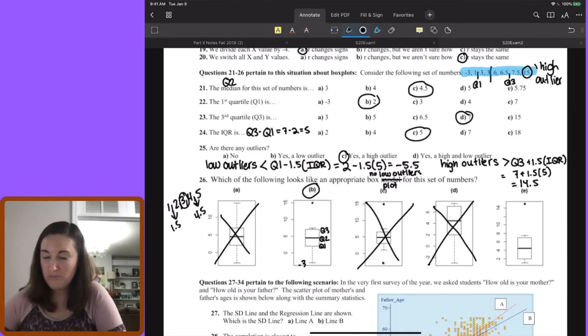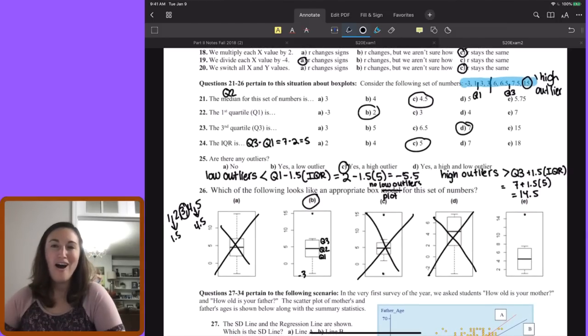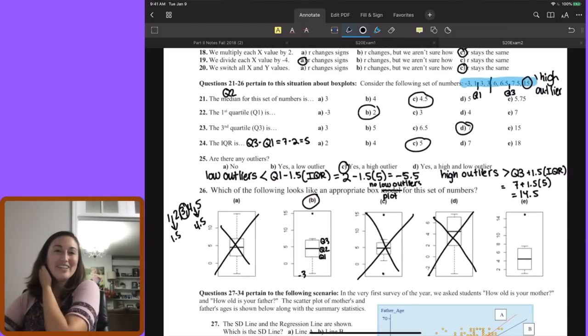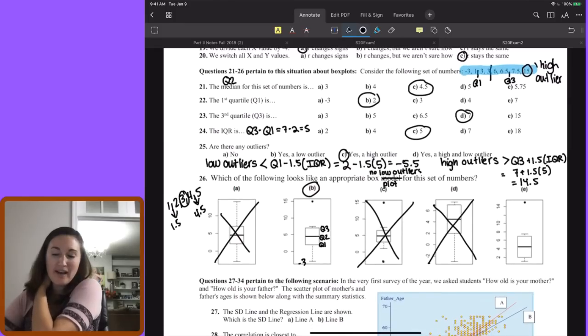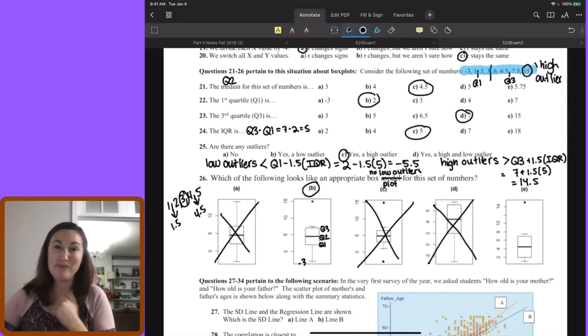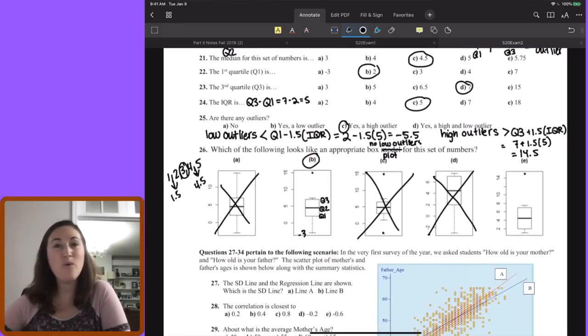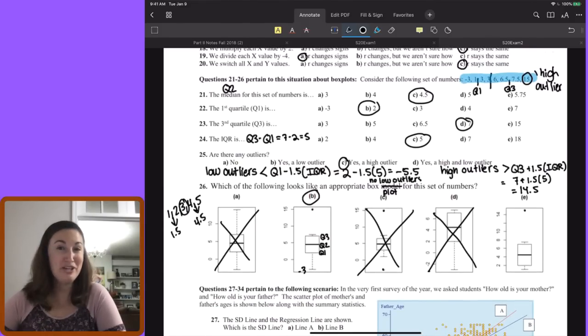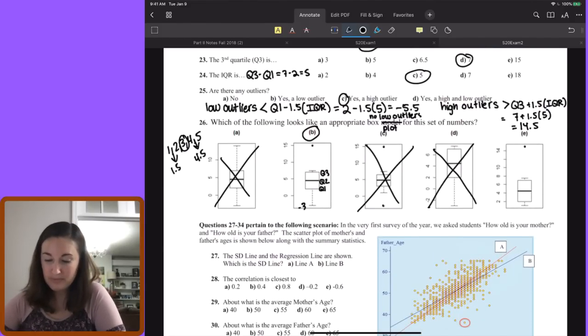Okay, cool. So definitely know how to calculate the statistics for a box plot. Obviously, I can't have you guys draw a box plot on Compass, but know what they look like, and you should be good for the box plot questions.